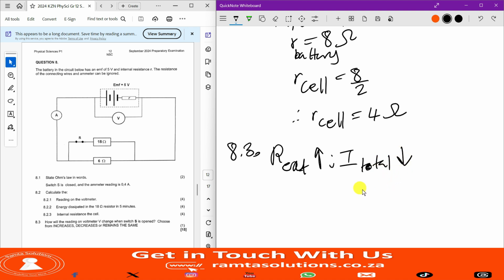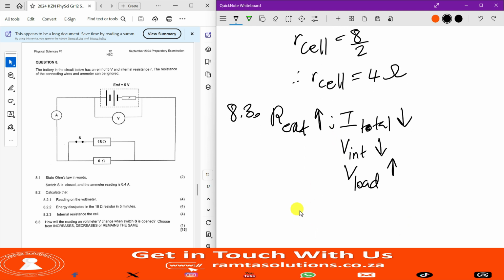What happens when the total current decreases? The internal potential difference will also decrease. And then what's going to happen to V load? V load in this case is what will be read by V here. V load here will increase. Why does it increase? If you recall, V load equals emf minus V internal.